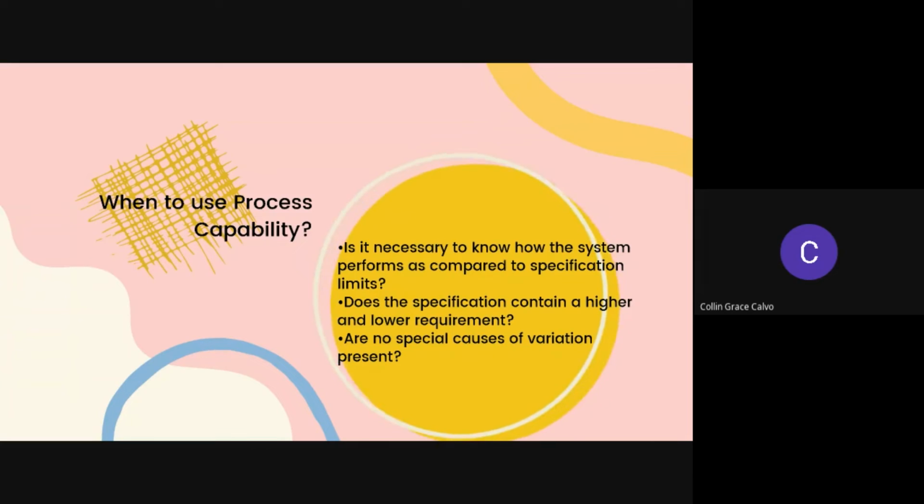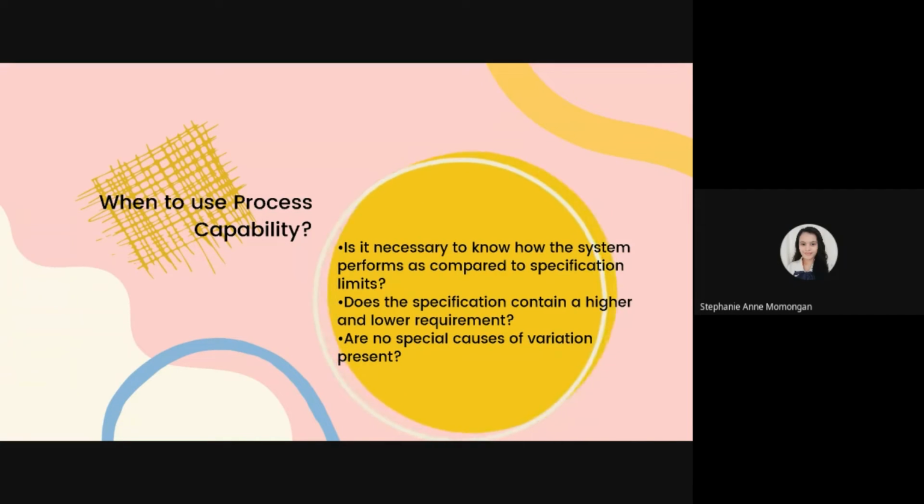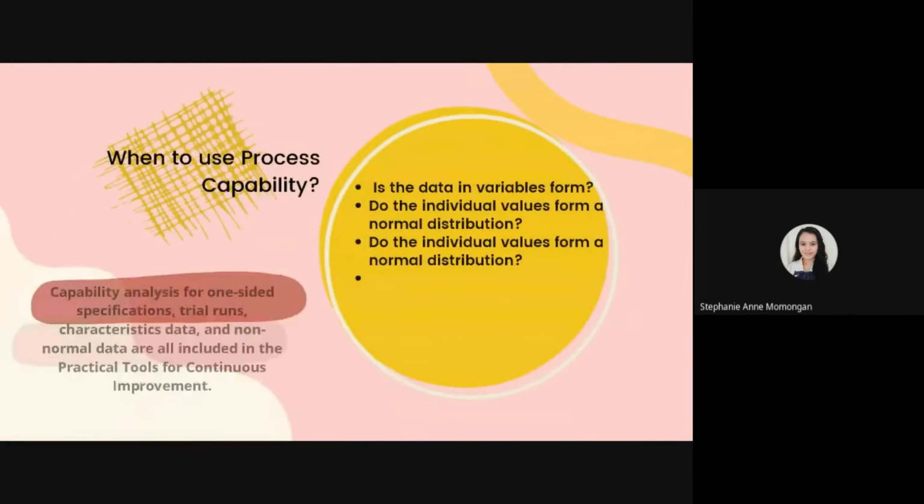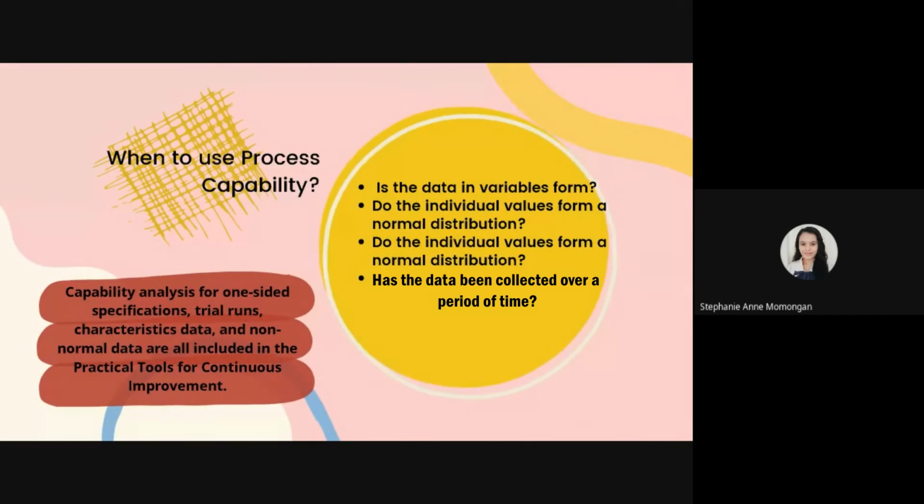Are no special causes of variation present? A system with special causes is risky and continuously changing. If capability analysis is done under those circumstances, it is going to be unreliable. Always construct a control chart and check for special causes before finishing capability analysis.